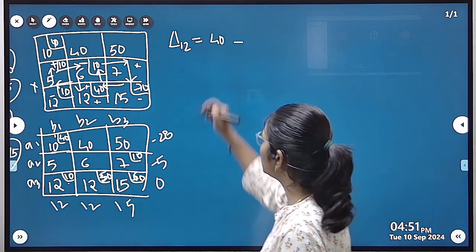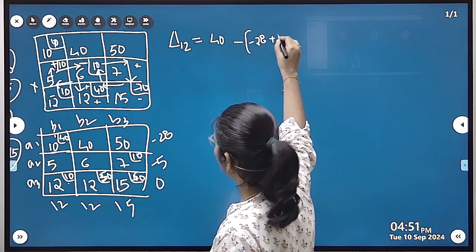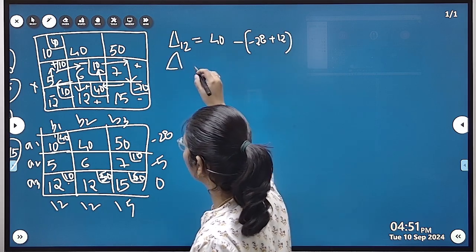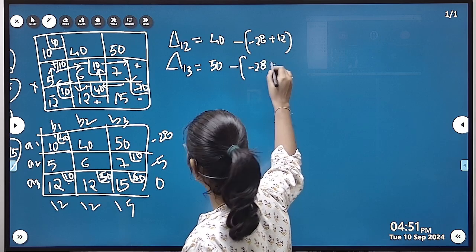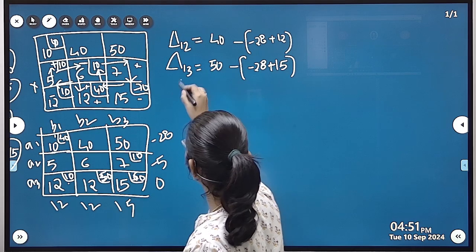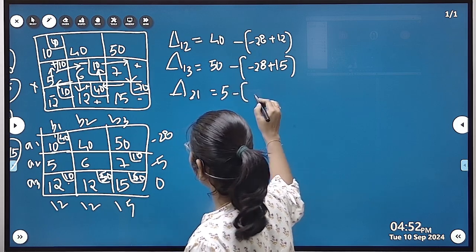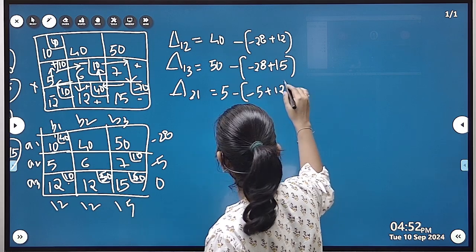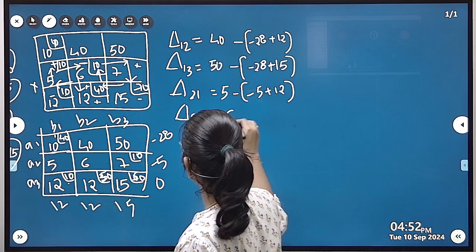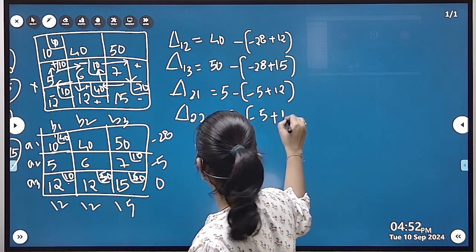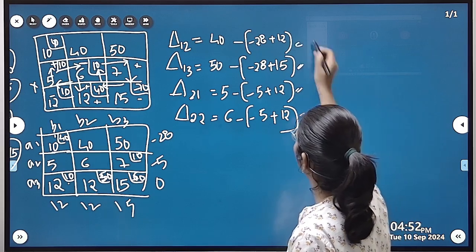Okay, here Dij values, tell me: 40 minus 28 plus 12. So delta 13 is equal to 50 minus 28 plus 15. So tell me these values fast, do that. Delta 2 1 is 5 minus 5 plus 12, so delta 2 2 is equal to 6 minus of minus 5 plus 12. Okay, so tell me the values, is that positive or negative? We will check.